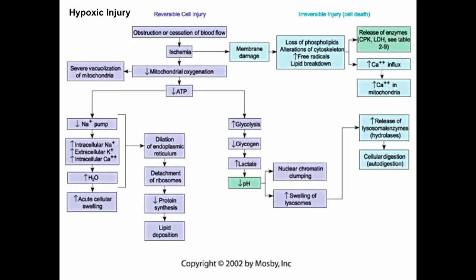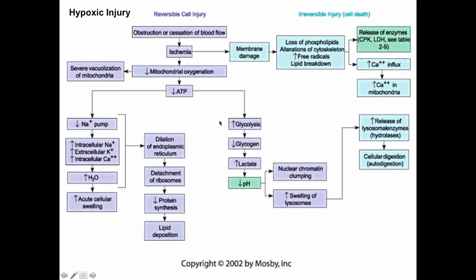So if we look at the next slide here, what we see is a typical ischemic/hypoxic event where at the very top here on the left, under reversible cell injury, we see obstruction or cessation of blood flow and ischemia. Now, when this happens, we have less oxygen delivered to the mitochondria, which means that we have less ATP production. Now, when that happens, a few things result from this.